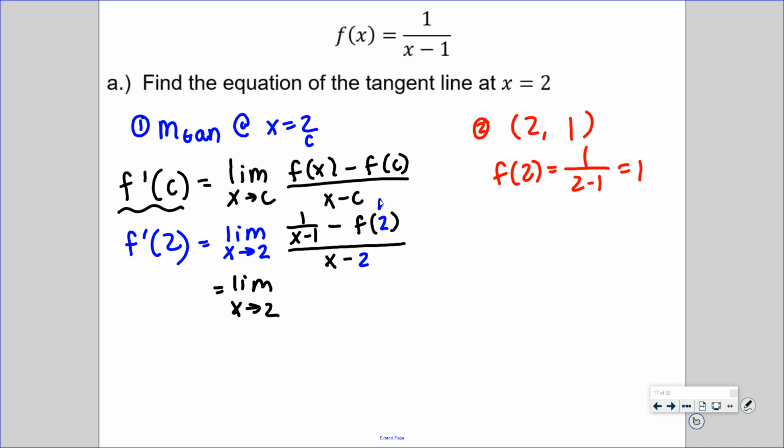All right. I see a complex fraction here, a fraction within a fraction. So my first strategy to try to simplify this is to get my numerator to be one fraction, then perhaps multiply by the reciprocal. So if I have 1 over x minus 1 minus 1, I'm going to write that with common denominators.